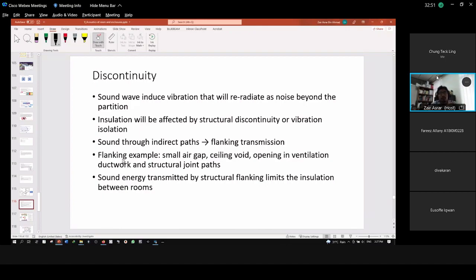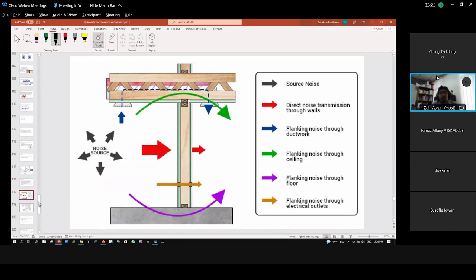This discontinuity is sometimes unavoidable. It's due to the way our buildings are constructed. We need certain gaps, for example, for ceiling and so on, for ventilation, ducting work, structure joints. So it's there, but we have to minimize it, or plug the hole as much as possible, to reduce the effect of this discontinuity, which is affecting the performance of our partition.